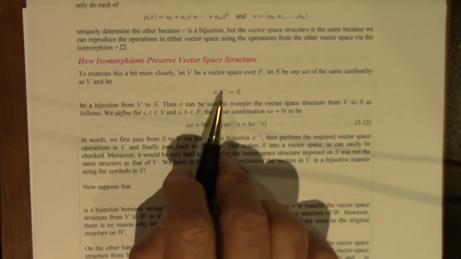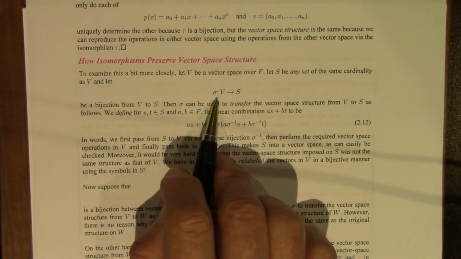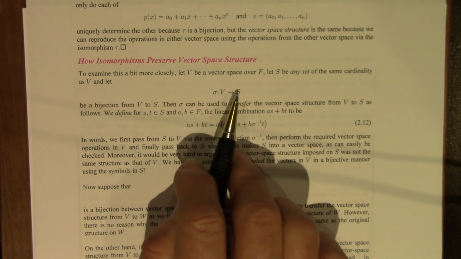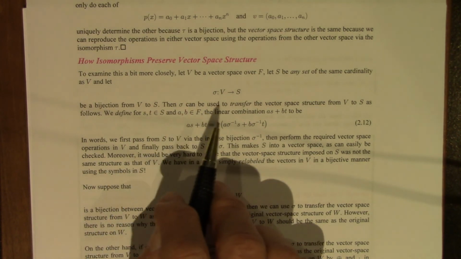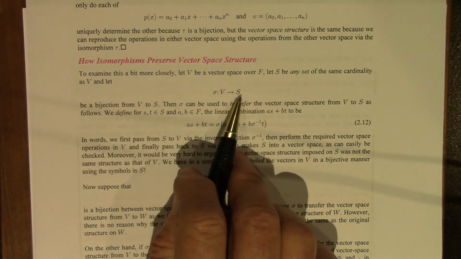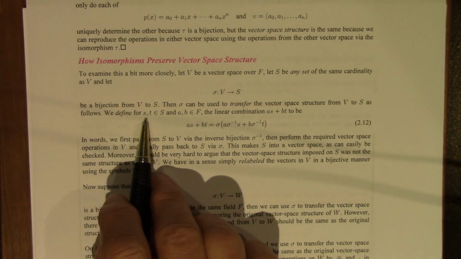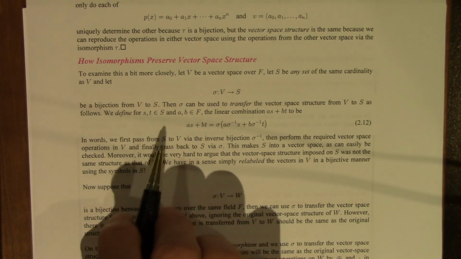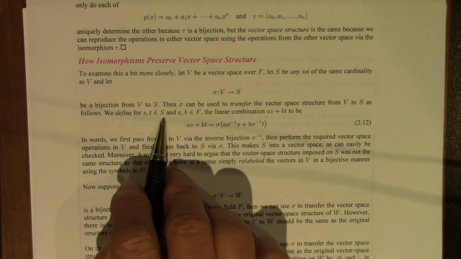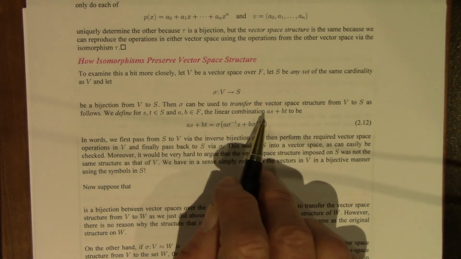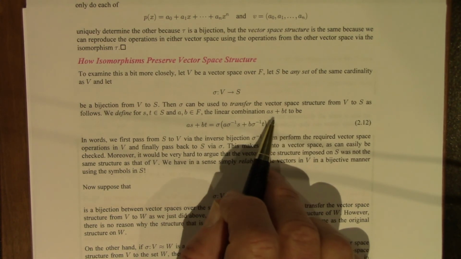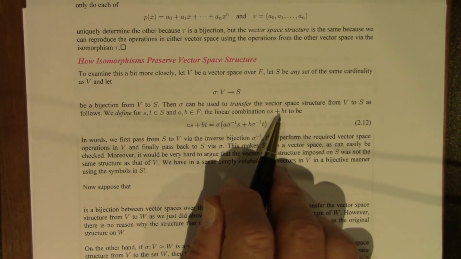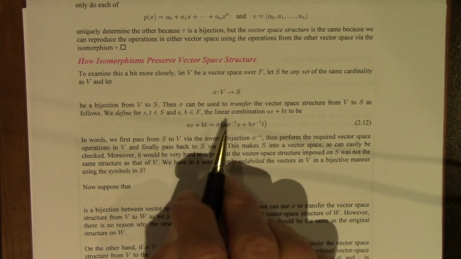We can use that bijection to transfer the vector space structure from V to S, which means we have to define the two vector space operations on S. So if we take a little s and little t in S and a couple of scalars, we will define this linear combination, aS plus bT. That will take care of defining both addition and scalar multiplication at the same time, this way.